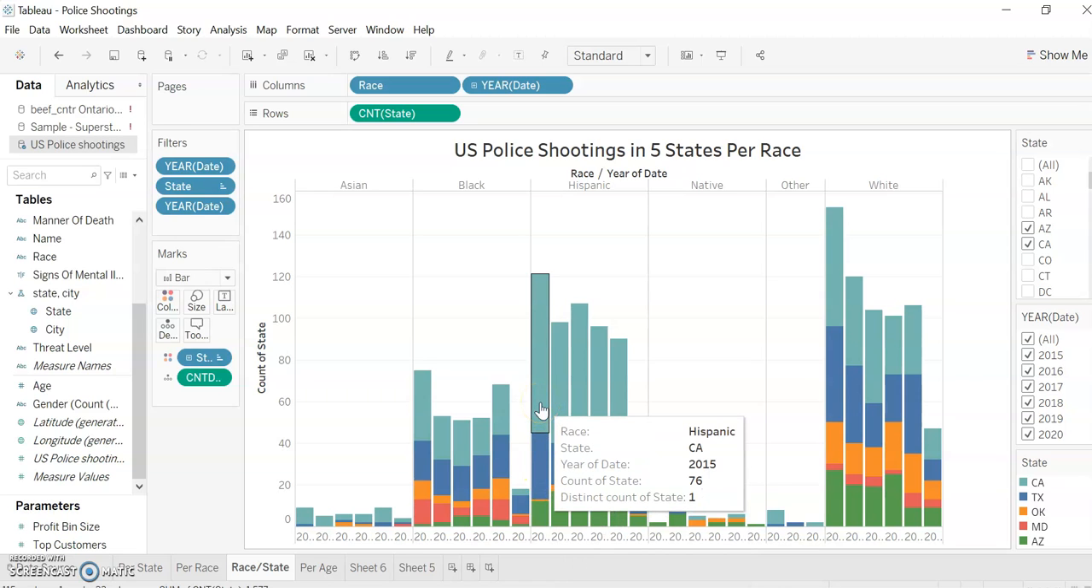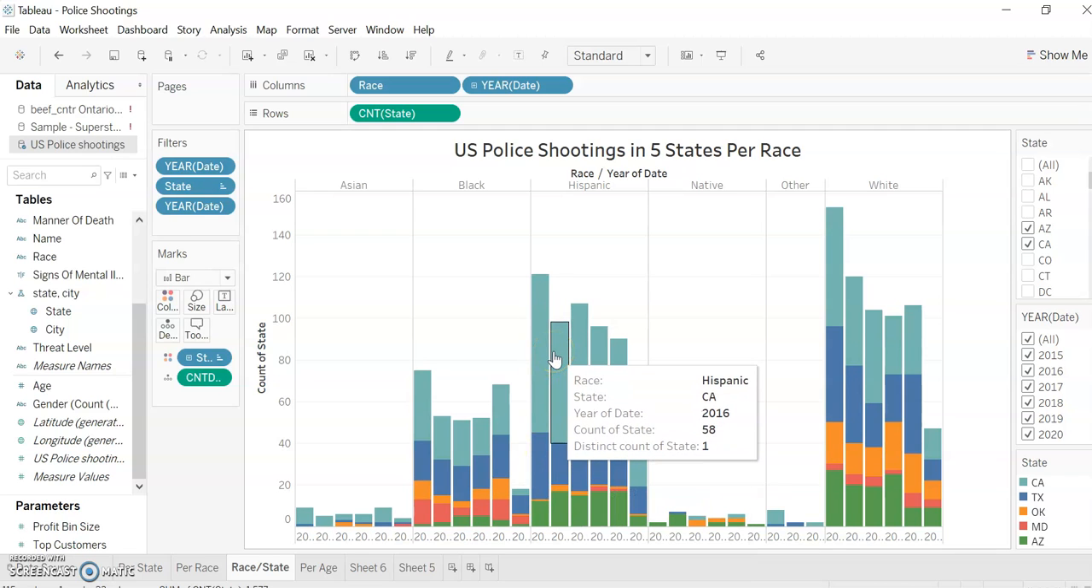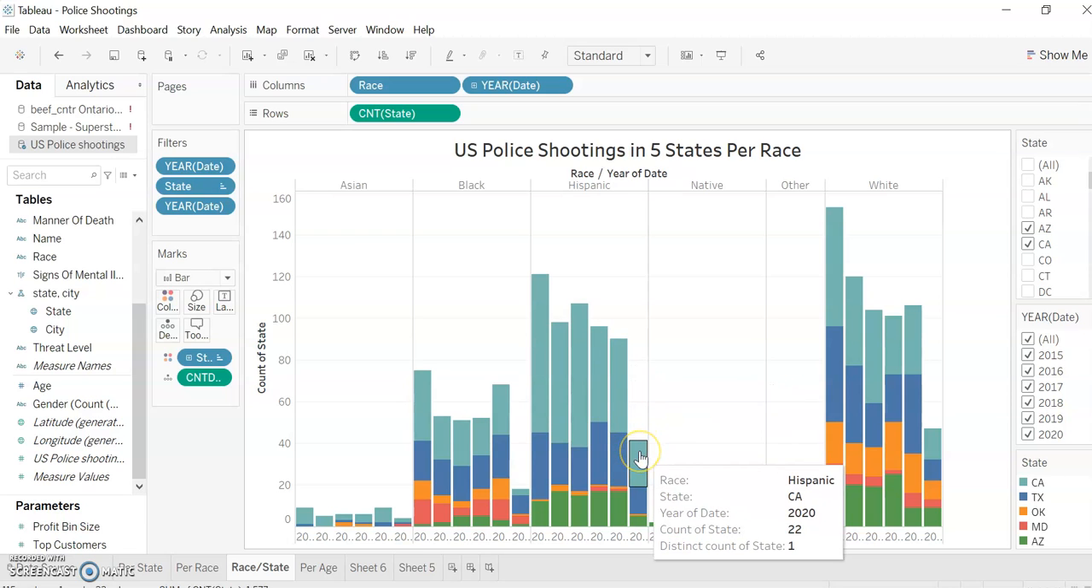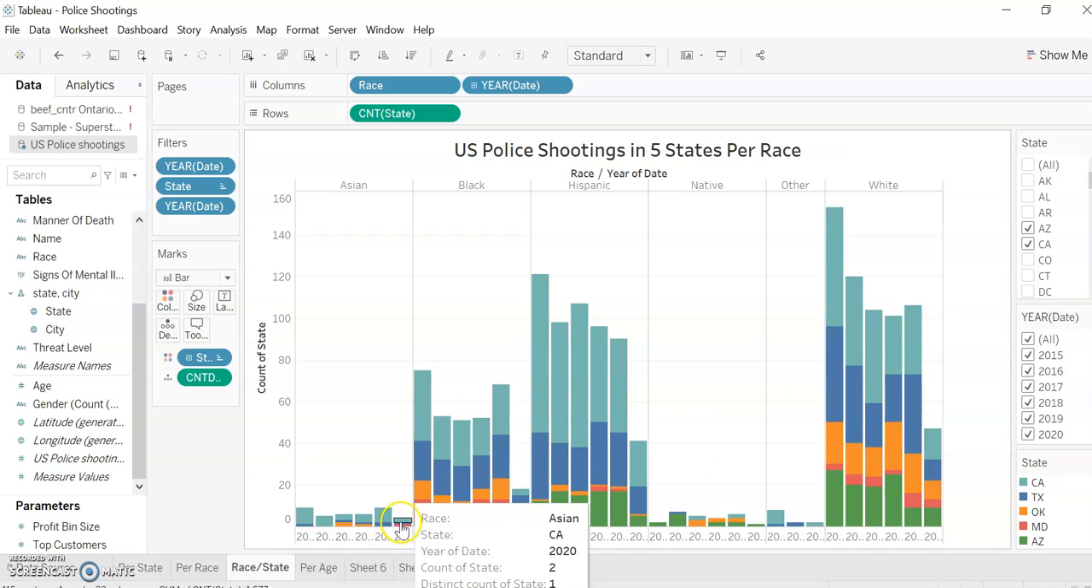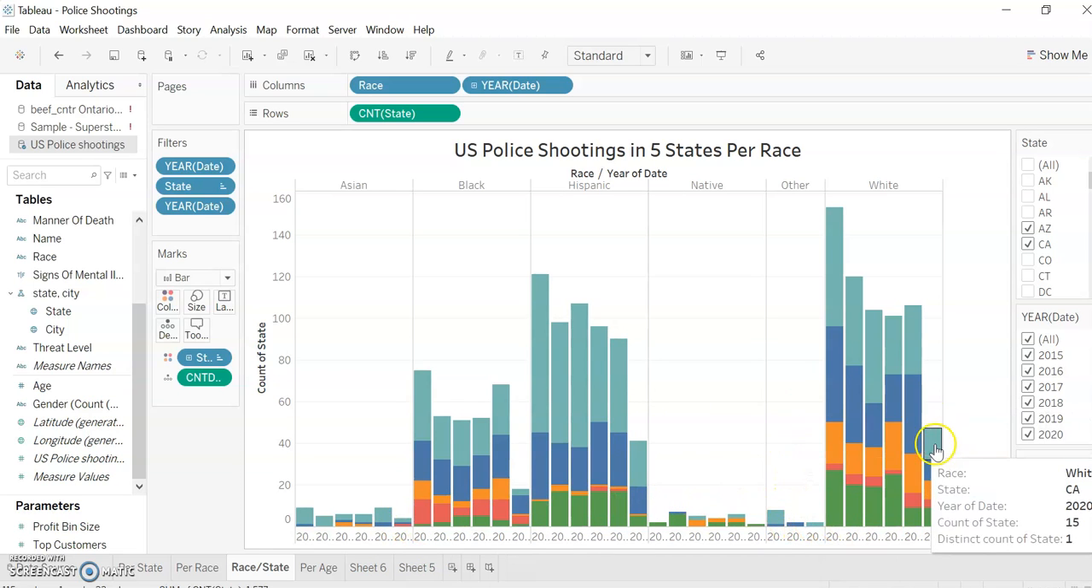In the same 2015, Texas was 32. So 2016, 58 in California, 69 in 20. That went up in 2017, went down in 2018, and then 2019 and 2020 they've been down. At least we can easily tell across board here that 2020 had the lowest shootings, but I'm sure due to the reduction in activities induced by COVID-19. So that we have this analysis here across states.